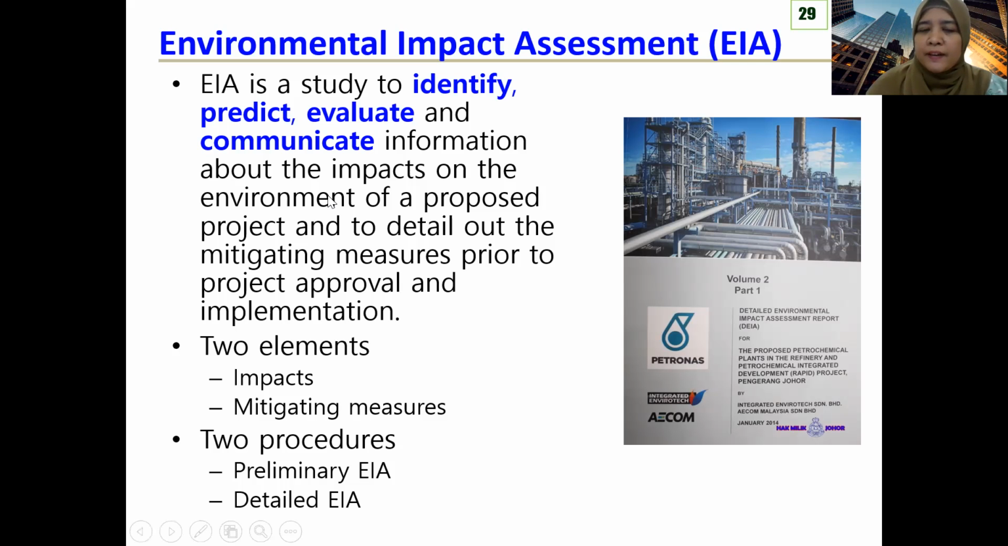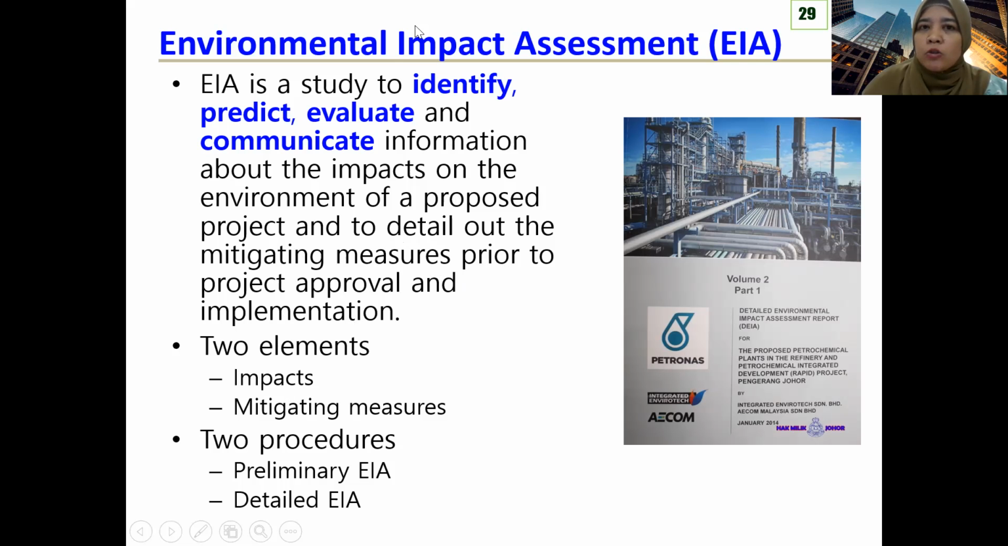And not only that, finally you communicate the information about the impacts on the environment of a proposed project, and to detail out, not only the impact on the environment, but also to set out the mitigating measures. What can be done to minimize the damage to the environment, mitigating measures prior to project approval and implementation.